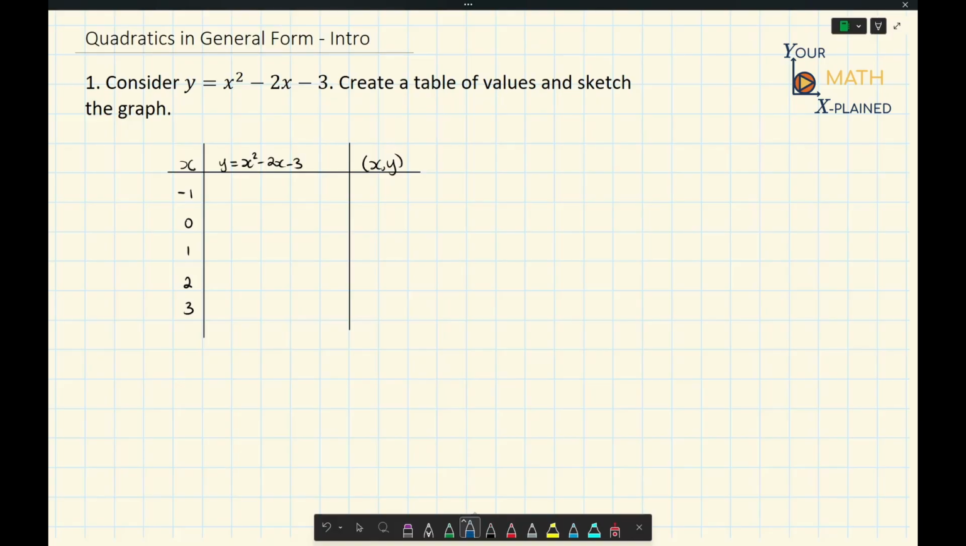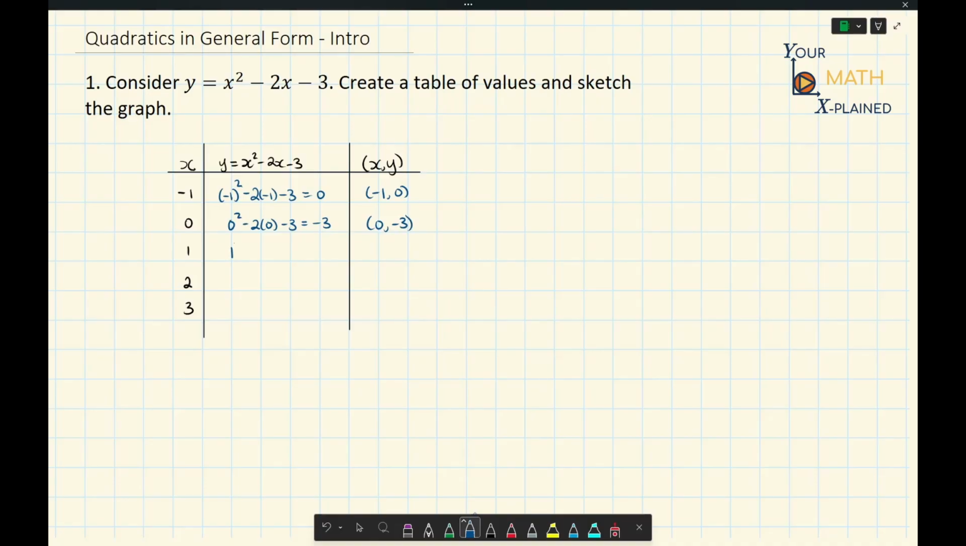So if x is equal to -1, then y is going to be -1 squared minus 2 times -1 minus 3, which is equal to 0. So our first point here would be -1, comma, 0. When x is equal to 0, we get 0 squared minus 2 times 0 minus 3. So that would be -3. So our second point here would be 0, comma, -3.